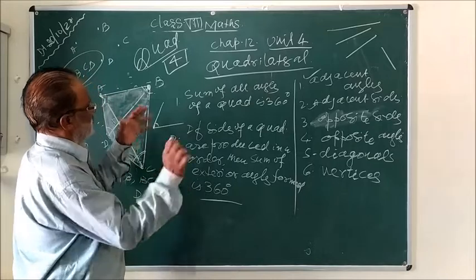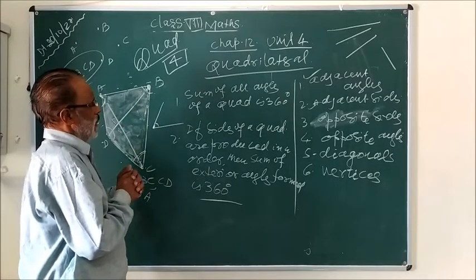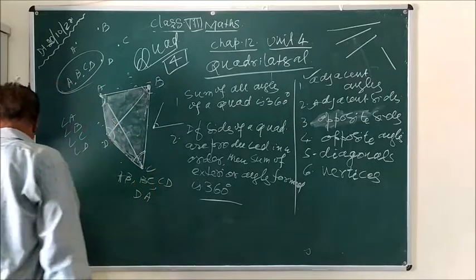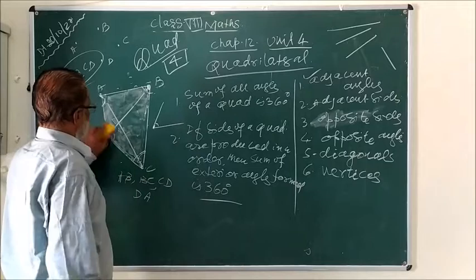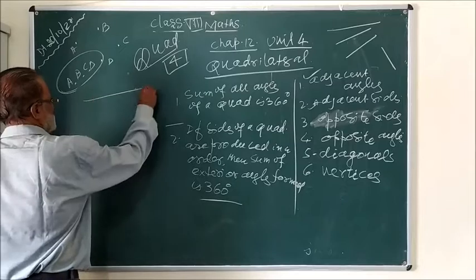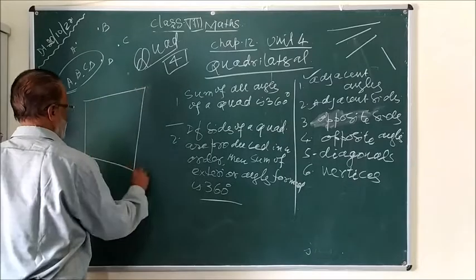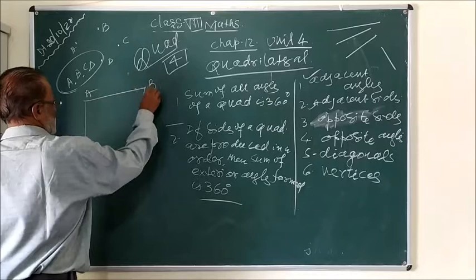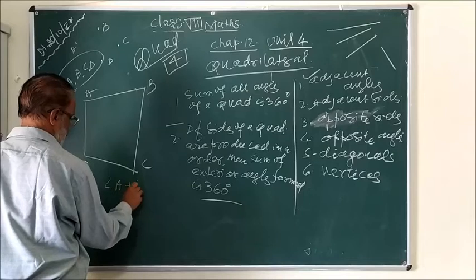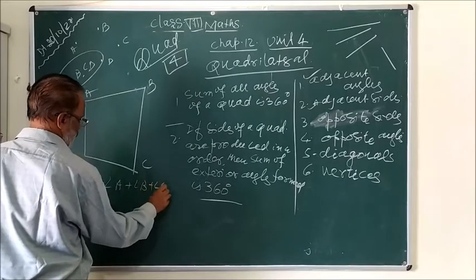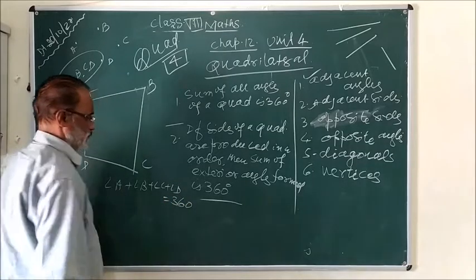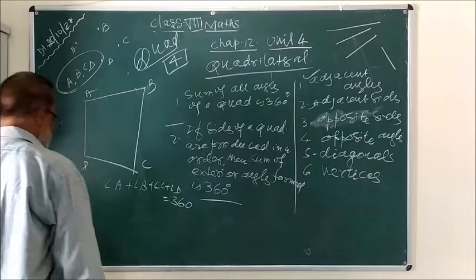So these are some basic points you should remember, and two important points. The first is that the sum of all angles of any quadrilateral is 360 degrees. What is the sum of all four angles, angle A, angle B, angle C, angle D? It is equal to 360 degrees. This is the first point, a very important fact.